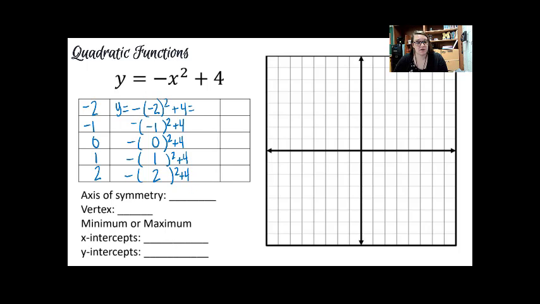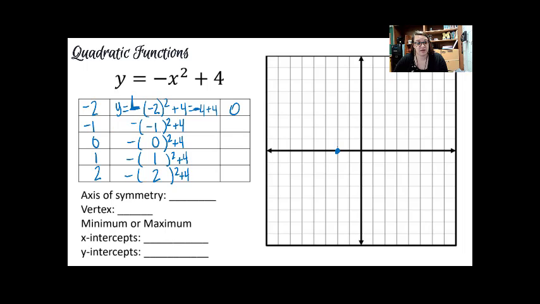I've got -2 squared. That's -2 times -2. This piece gives me a 4. But I can't miss out this negative, so this negative is going to come right here. -4 plus 4 is 0. So there's the first point. Let's plot it as we go this time. -2, comma 0. That's left 2, up none at all. So there's our first point.